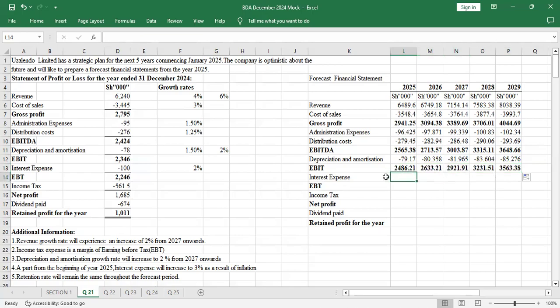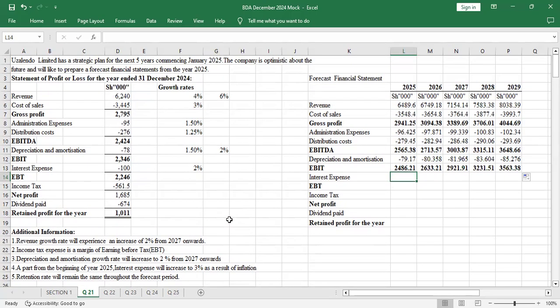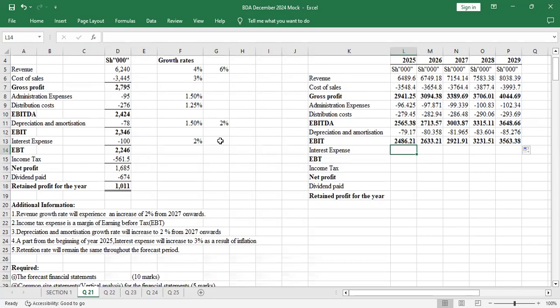Then you come to interest expense. So I'll check whether there was additional information on interest. So additional information number 4, they're saying apart from the beginning of year 2025, interest expense will increase to 3% as a result of inflation. So it will increase to 3%, not by 3%. If it was by, then we'll add 2% plus 3%. Now that will be 5, but it will increase to 3%. So let me just put 3% here.